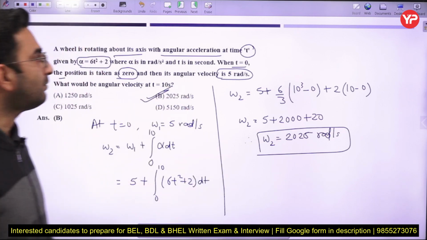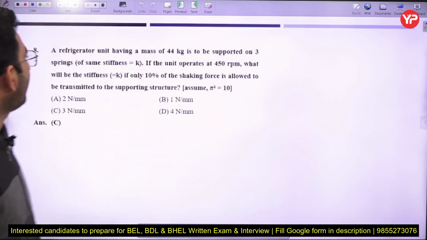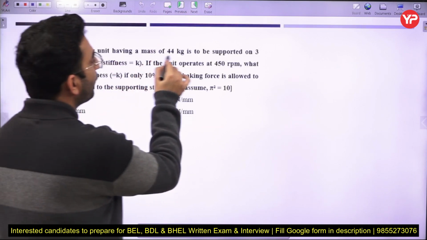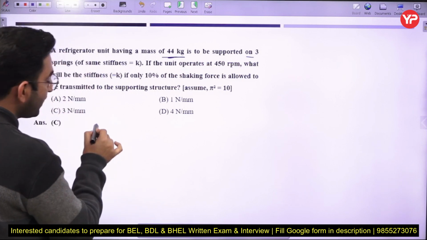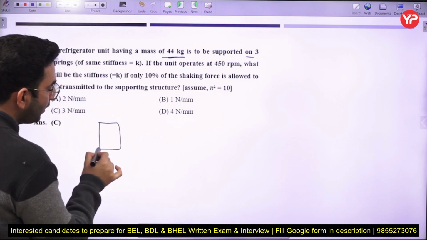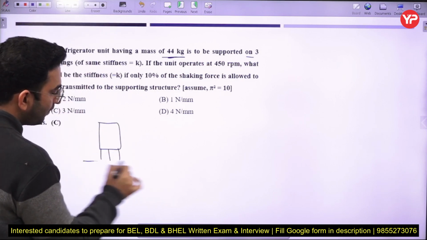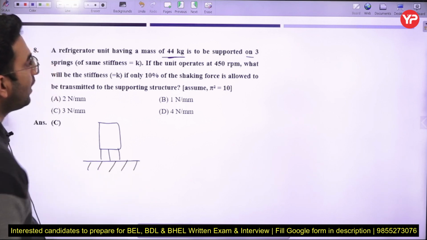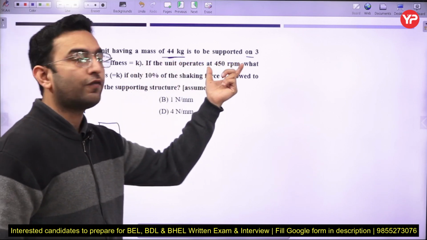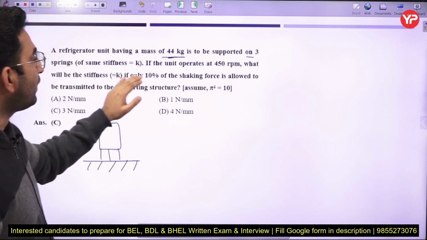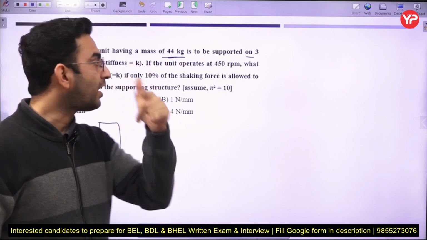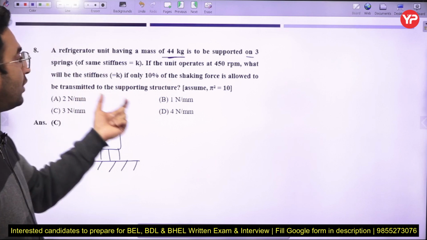Okay, the next part is, if the refrigerator unit having a mass of 44 kg is to be supported on 3 springs. So now we have a refrigerator which is supported on 3 springs here. Now if the unit operates at 450 rpm, you have to find out the value of the stiffness if only 10% of the shaking force is allowed to be transmitted to the supporting structure.